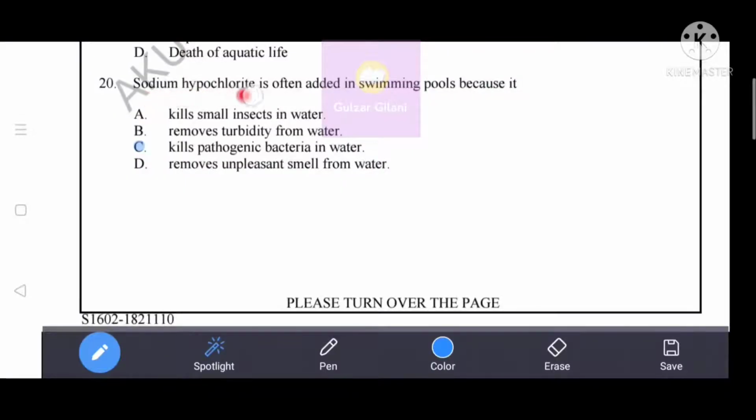Sodium hypochlorite is often added in swimming pools because it kills pathogenic bacteria in water. Option C is the correct answer. Options A, B, D are incorrect, that is, kills small insects in water, removes turbidity from water, removes unpleasant smell from water. Sodium hypochlorite is often added in swimming pools because it kills pathogenic bacteria in water. C is the correct answer.